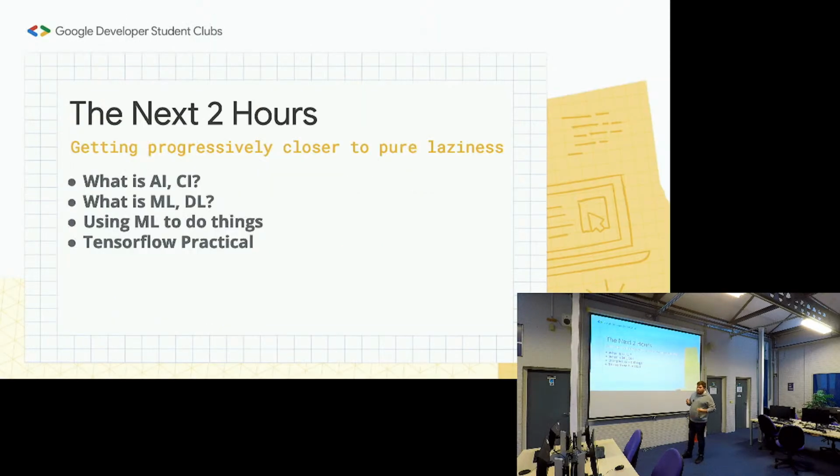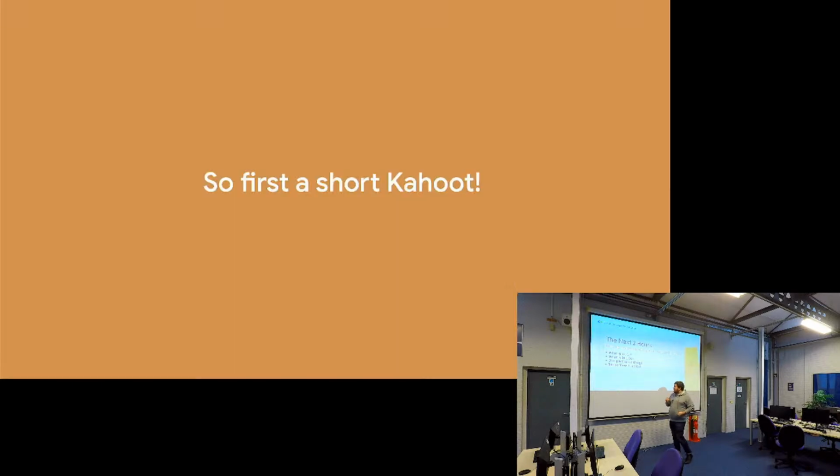So over the next 2 hours, we're going to be getting progressively closer to being the most lazy we can possibly be. So we're going to cover what is AI, what is CI, what is ML, what is DL. We're going to use ML to do things, and then we're going to have a practical using TensorFlow. Next slide, please. So first things first, a short Kahoot.